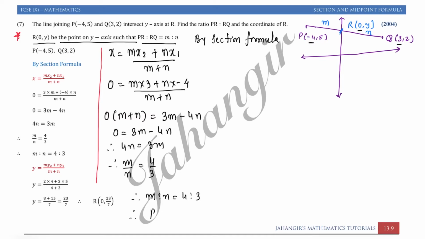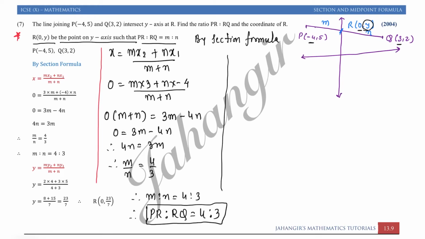Therefore I can write PR is to RQ is equal to 4 is to 3. I got the first ratio. Now I have to find the coordinate of R. In that only y is missing. The x coordinate we already know is 0 because it lies on the y-axis. So here I will take the y formula of the section formula: (m y2 plus n y1) upon (m plus n). Marking with red, this is y2 and this is y1.